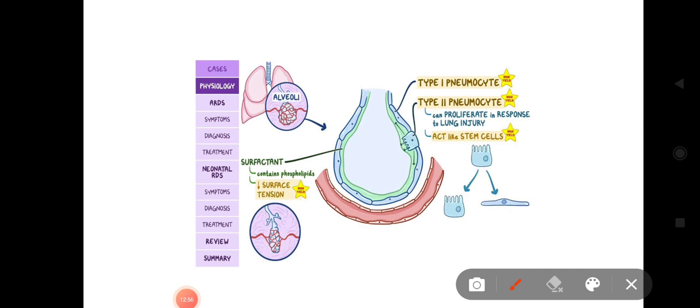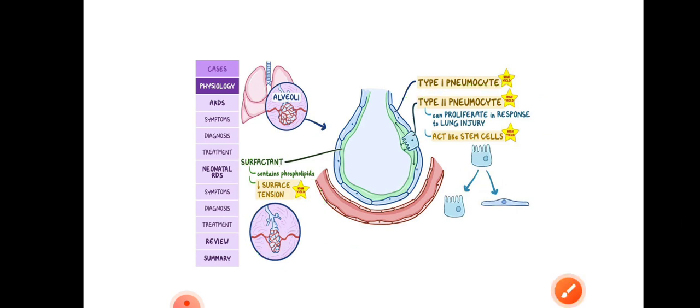Now these are the lung alveoli of a newborn. Type 1 pneumocytes, type 2 pneumocytes. Type 2 pneumocytes proliferate in response to lung injury and act as stem cells, and surfactant contains phospholipids and decreases surface tension. So surfactant decreases surface tension, so the alveoli remain expanded and do not collapse. But in case of surfactant deficiency, surface tension increases and the alveoli collapse.